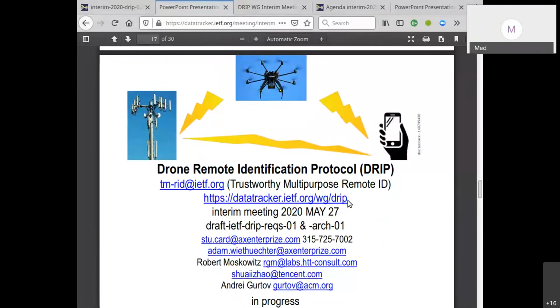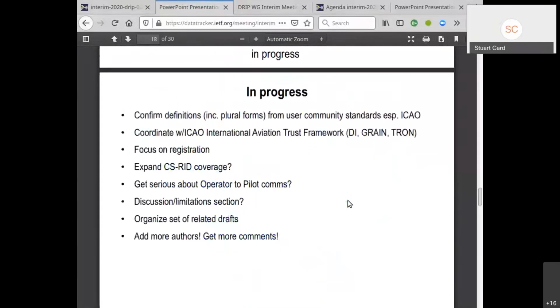Okay, so next slide. A lot of the definitions in the requirements draft are stuff that I wrote, and that's not what they should be. I need to go back to ICAO and other authoritative sources like that and make sure that our definitions are in alignment with theirs.